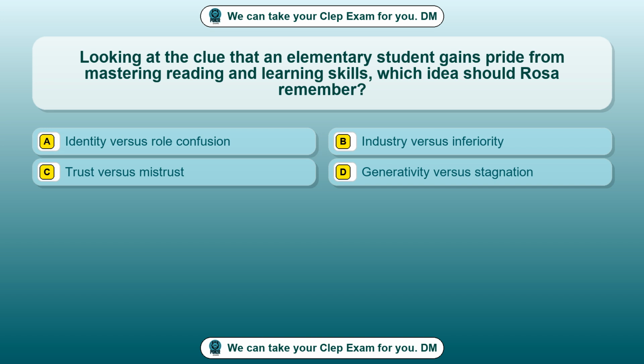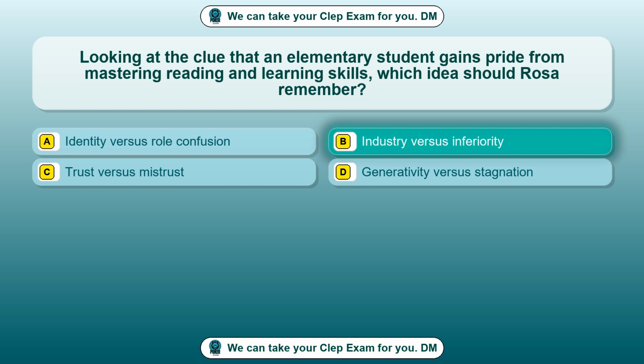Question 19. Looking at the clue that an elementary student gains pride from mastering reading and learning skills, which idea should Rosa remember? Option A, identity versus role confusion. Option B, industry versus inferiority. Option C, trust versus mistrust. Option D, generativity versus stagnation.